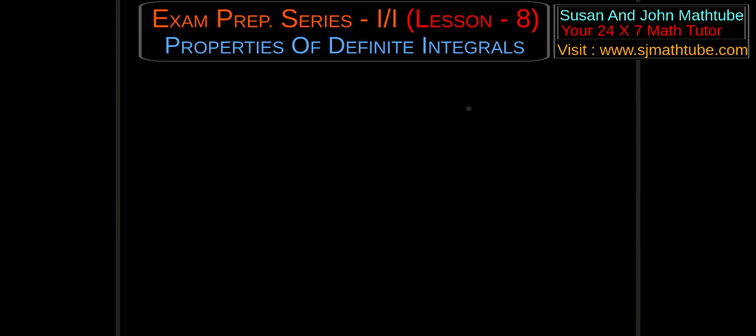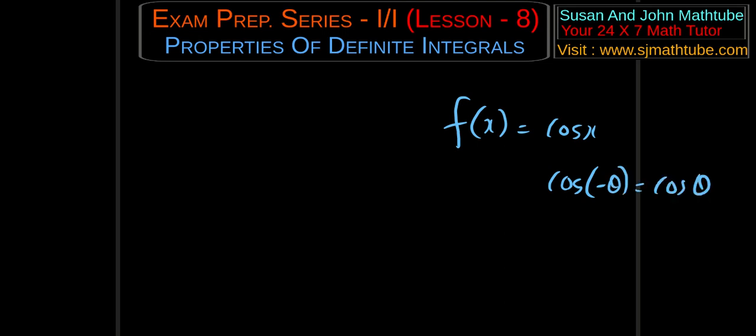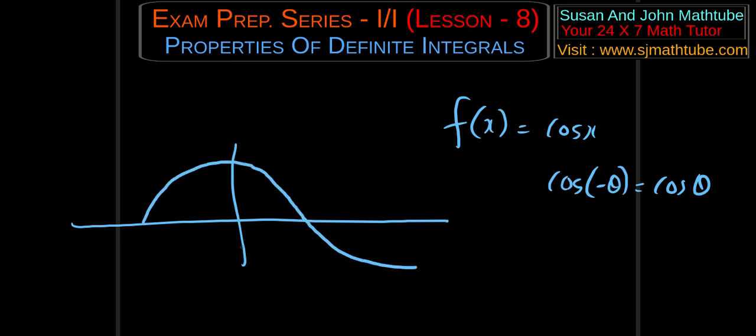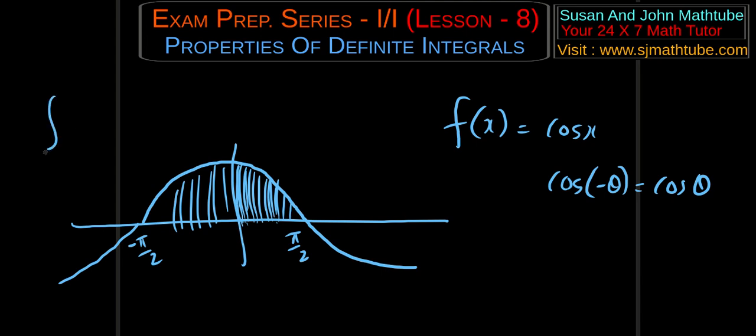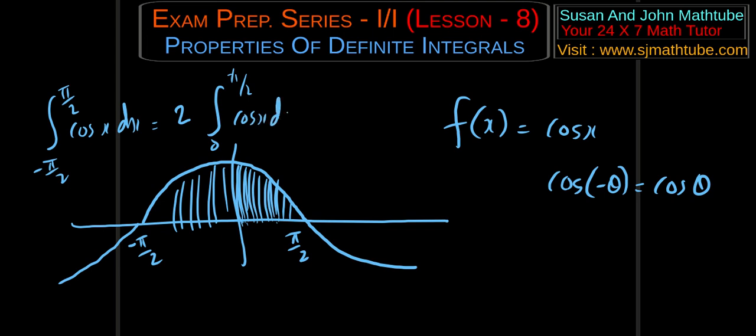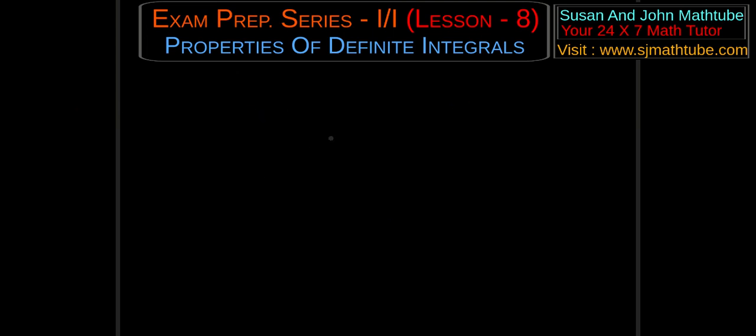I'll give you one more example of an even function, that is cos x. And I'm sure that you know cos minus theta is equal to cos theta. And what it implies is, we get something like this for the graph of cosine. It goes like this. And let's say I'm going to integrate from minus 90 to plus 90. And you can see that very clearly. The sum of all the heights on this side will be equal to the sum on the other side. So integral from minus 90 to 90 of cos x dx is the same as 2 times the integral from 0 to 90 of cos x dx. Okay, that's it.